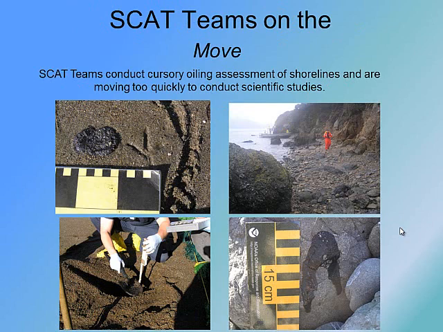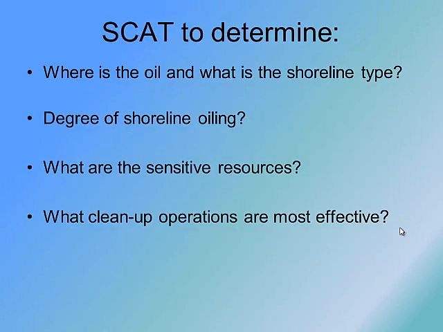So then exactly what is SCAT? What are we talking about? SCAT teams have a lot of ground to cover. They move very quickly. They can use local, state, and federal trustees to gain information about access points and resources in the area. If there are cultural or historic properties that could be impacted by a spill, an archaeologist will be on this team. SCAT determines four main data gaps.